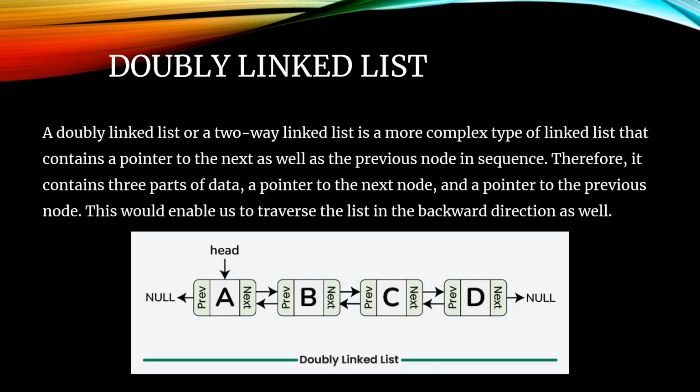A doubly linked list is a more advanced type of linked list that builds on the functionality of the singly linked list. In a doubly linked list, each node contains three components: the data itself, a pointer to the next node, and a pointer to the previous node. This setup allows traversal in both directions, forward and backward, making it more versatile than a singly linked list.